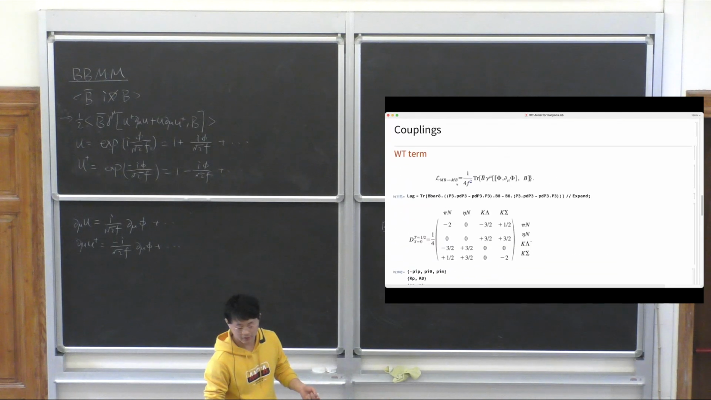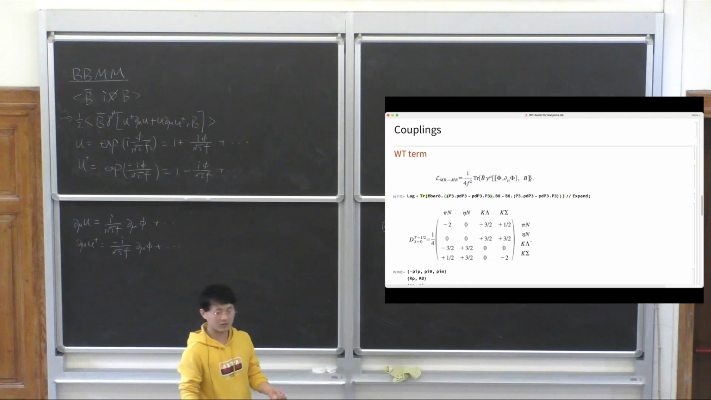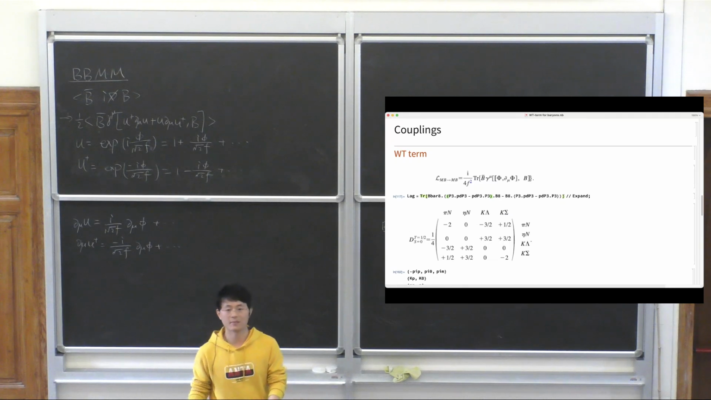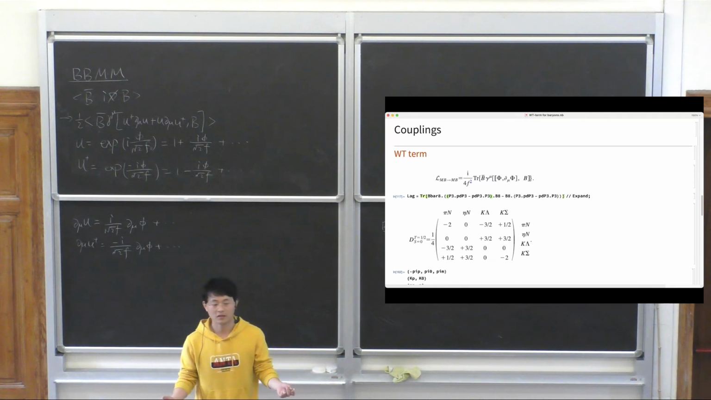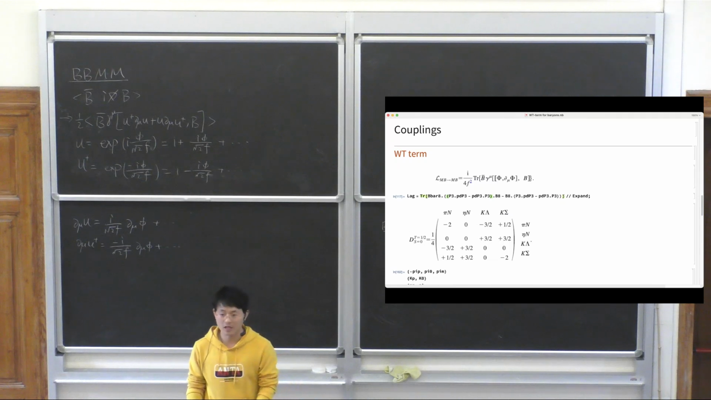For example, here we have B bar, this phi and partial mu phi, their commutator, just the P3 dot partial P3 minus partial P3 dot P3. And then we have the commutator with this B, and then take the traces and expand it. So we have all the explicit terms for these couplings.